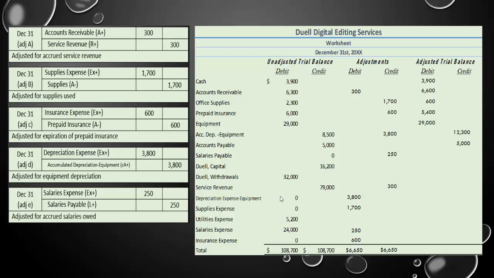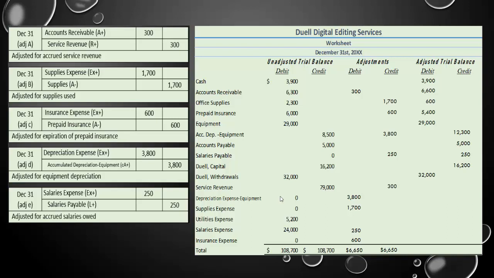We didn't have any salaries payable before the adjustments, but now we credit it for $250, which means salaries payable has a credit balance of $250. Dual capital was $16,200. Nothing happened during the adjustment, so we can bring that balance right over. And in our adjusted trial balance, we're going to have a credit balance of $16,200 to dual capital. Same thing with dual withdrawals, which had a debit balance of $32,000. There was no change during the adjustment, so let's bring our unadjusted balance over to our adjusted balance.